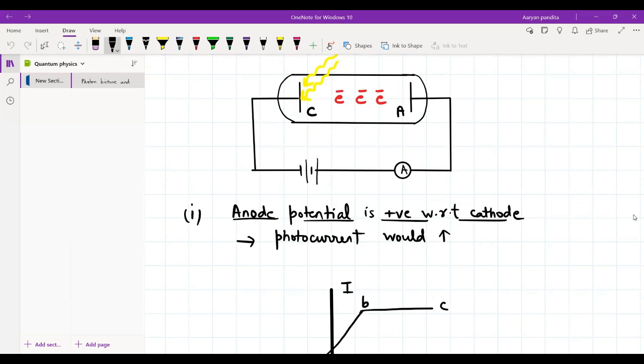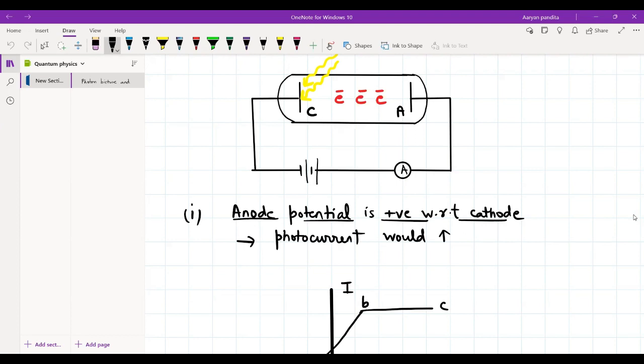So we have discussed the first case in which the anode potential is positive with respect to the cathode. I'll just repeat it. The space charge is negatively charged. If you make this anode potential positive, the electrons would get attracted towards this anode, and therefore the photocurrent would increase. But there would be a time when this anode potential would be so positive that the effect of the space charge becomes negligible. And when this happens, every electron that comes out of the cathode reaches the anode, and therefore the current becomes constant. If you have to increase the saturation current further, there is only one way to do that, that is to increase the intensity of light.